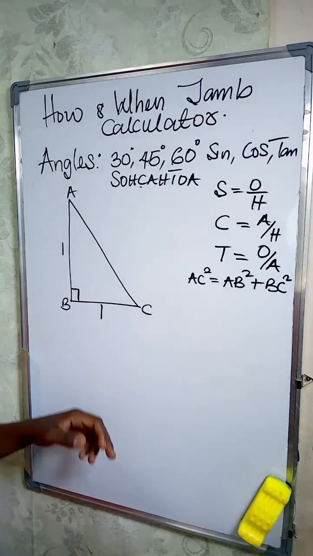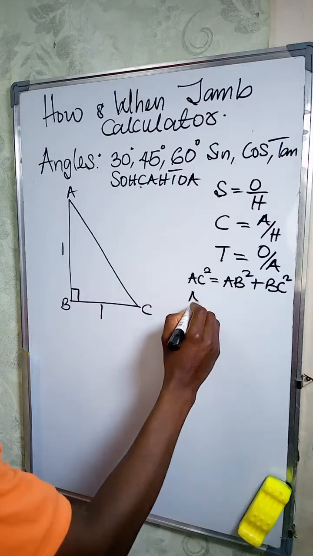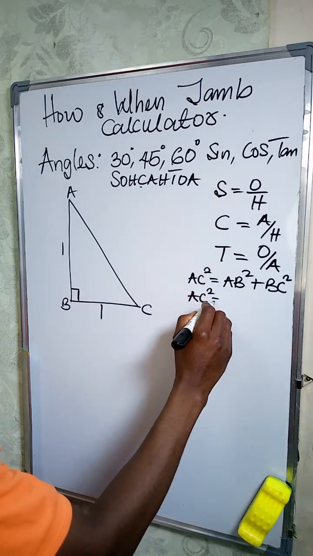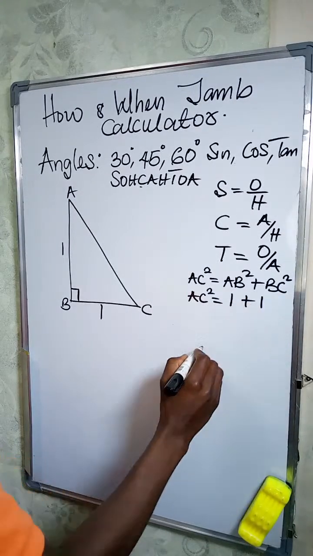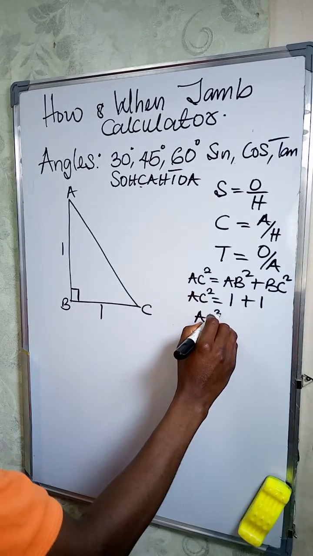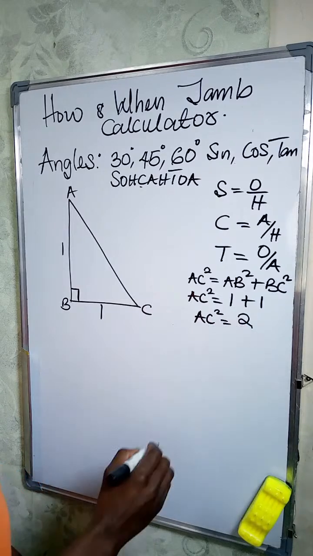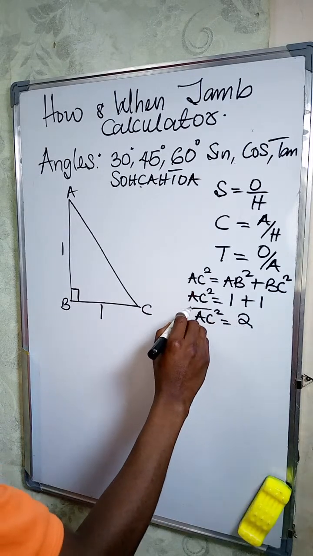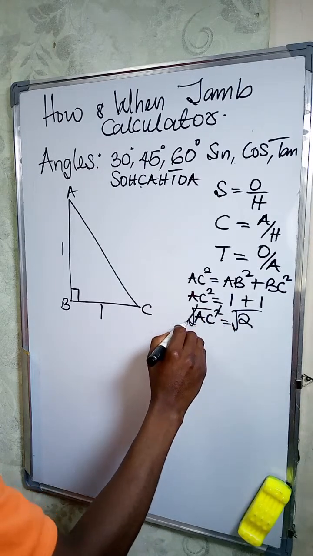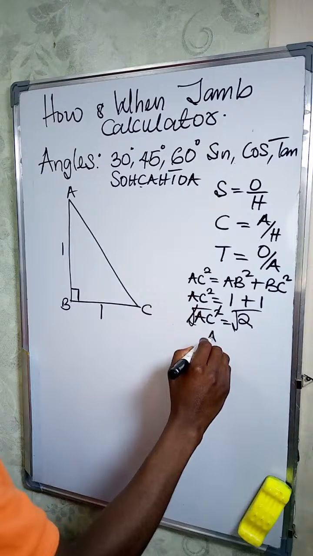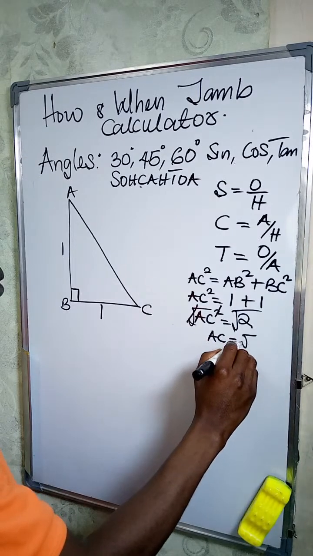Now AC squared will be equal to AB, which is 1, plus BC, which is 1. So AC squared will be equal to 2. Now if you take the square root of both sides, what will happen? The square root will cancel the square, and you will see that your AC is equal to the square root of 2.